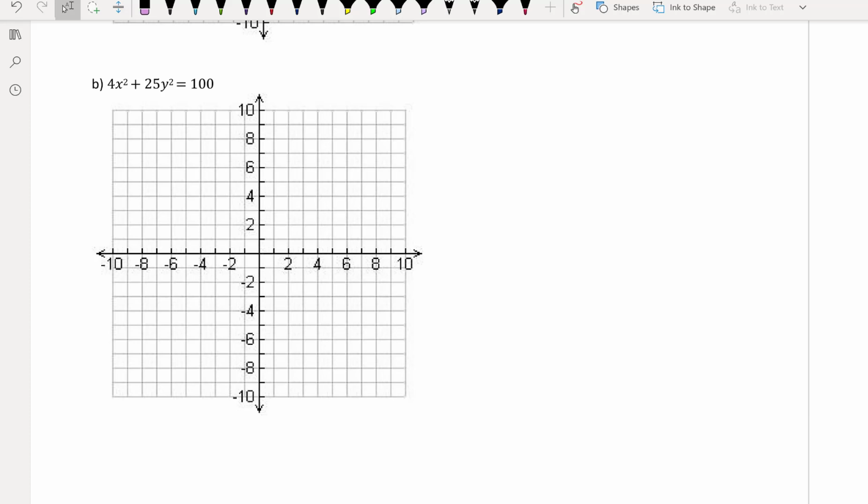For part B, what makes this a little bit sneaky is that we know that all ellipses should equal 1.